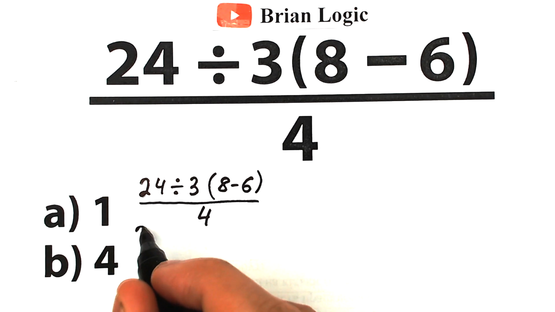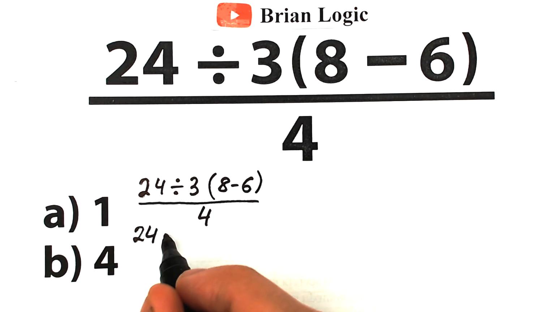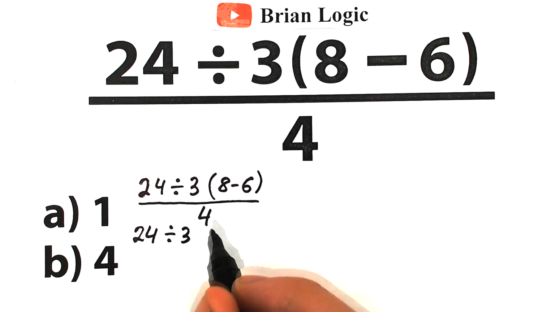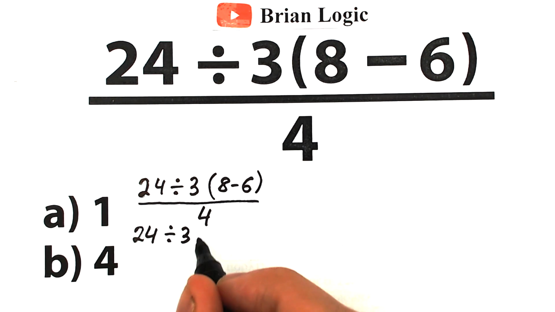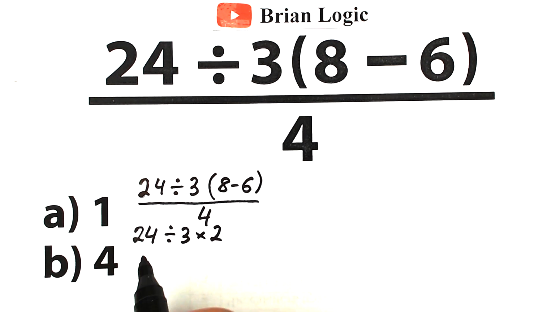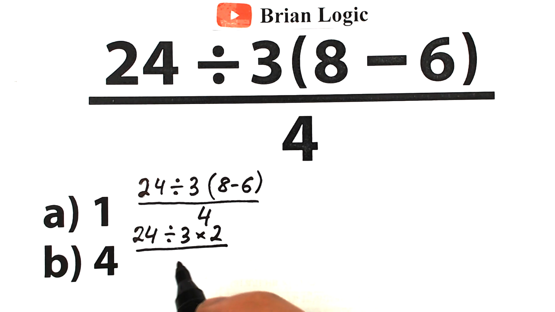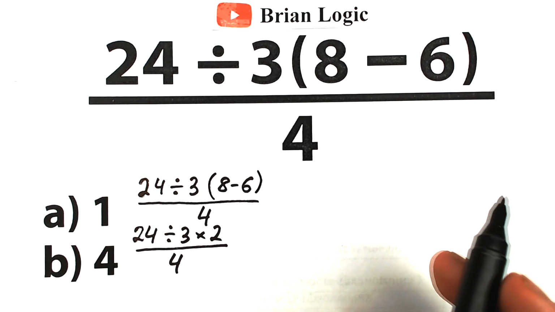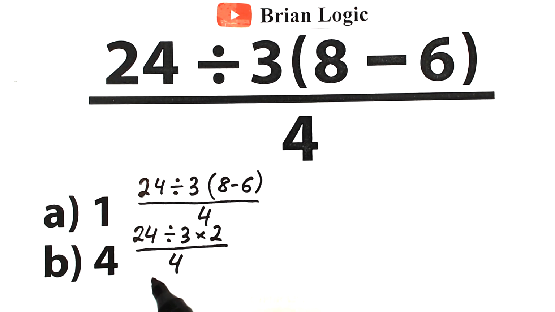So we have absolutely the same beginning, 24 divided by 3, and in parentheses 8 minus 6, which gives us times 2, and we divide all of this by 4. So this is our first step. What are we going to do next? Right here we have a really interesting numerator: 24 divided by 3 times 2.